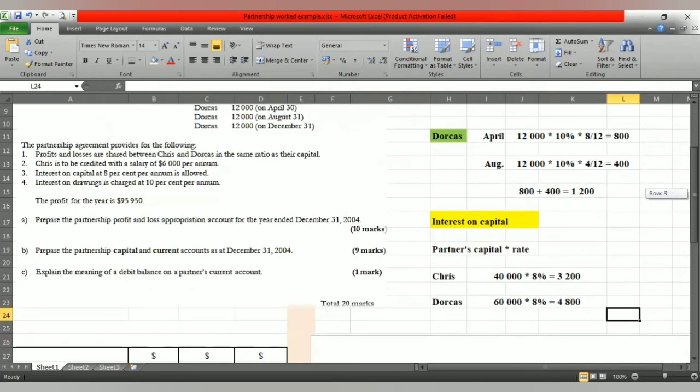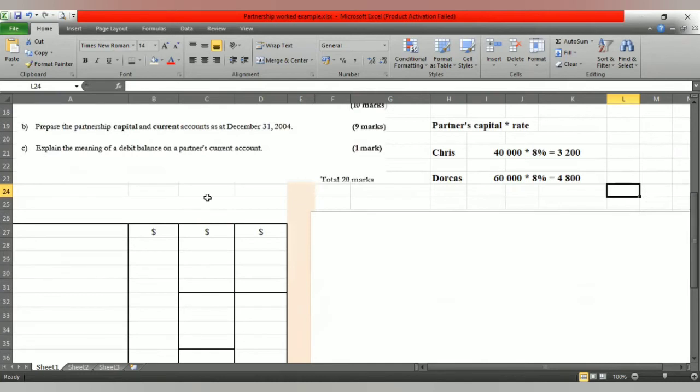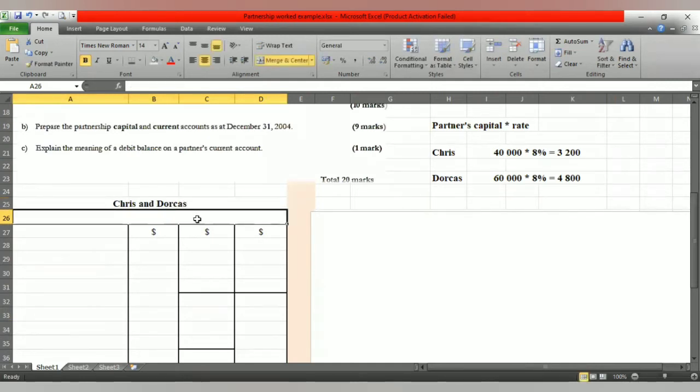We're now going to look at the actual preparation of the partnership profit and loss appropriation account for the year ended December 31st, 2004. The first thing that you need to enter is the name of the partners, and that is Chris and Dorcas. We're preparing the profit and loss appropriation account for the year ended 31st of December 2004. Don't forget to put in your full heading.